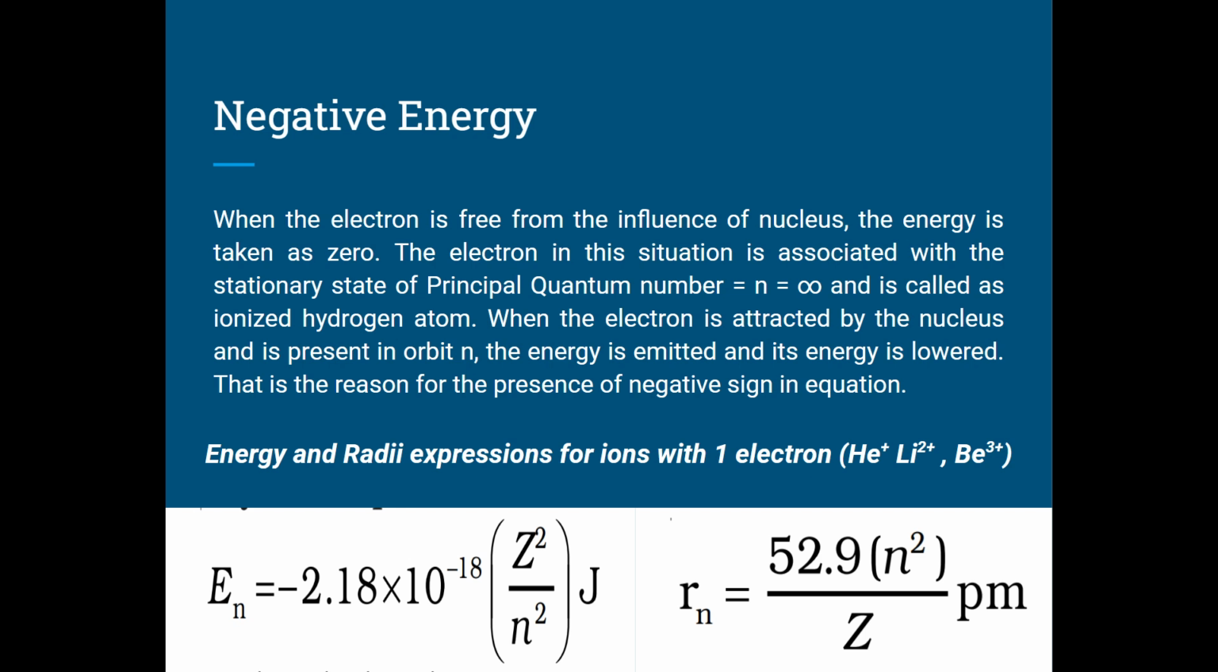Similarly, lithium 2 plus and beryllium 3 plus are there. So you don't have to do anything. You just have to make a particular change in the formulas. For energy, you have to multiply it by Z squared, and for radius, you have to divide it by Z. Just this is what you have to do. Otherwise both the expressions are the same, and that's how we calculate energy and radii for species which are hydrogen-like but are not the hydrogen atom. These species are helium plus, lithium 2 plus, and beryllium 3 plus.